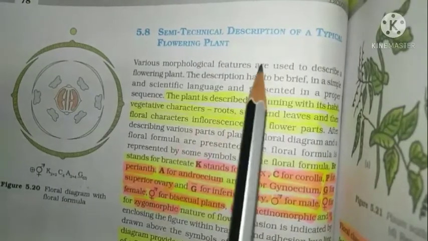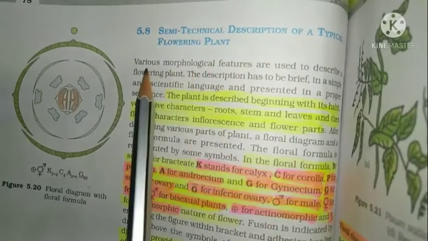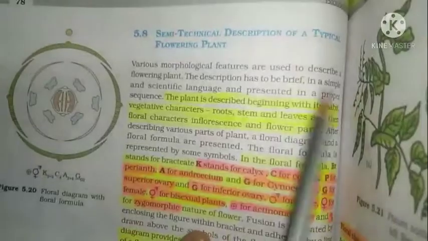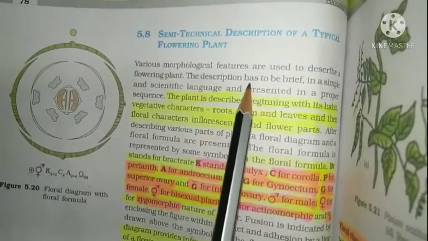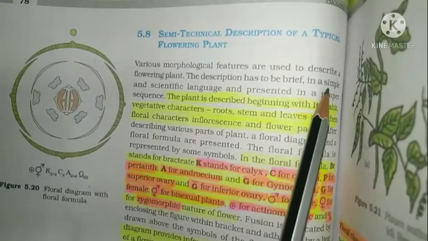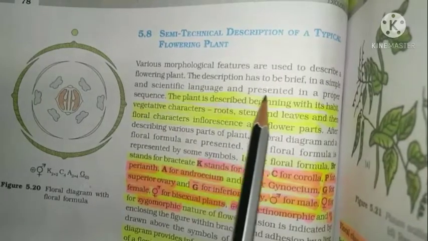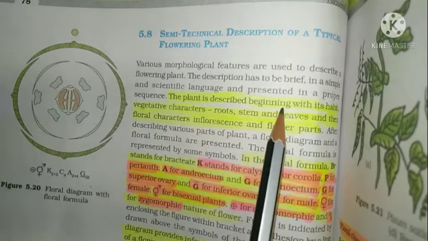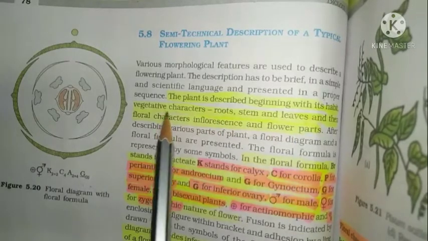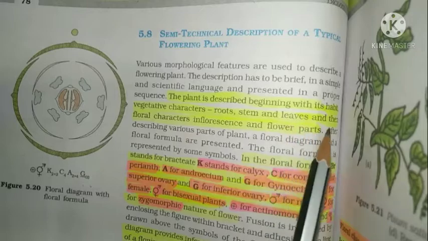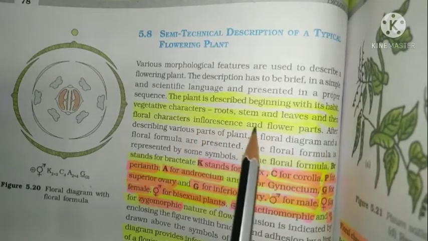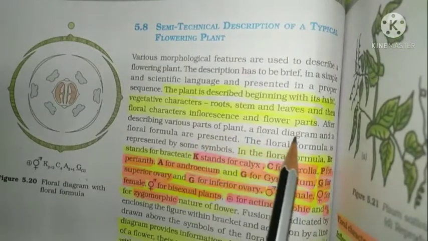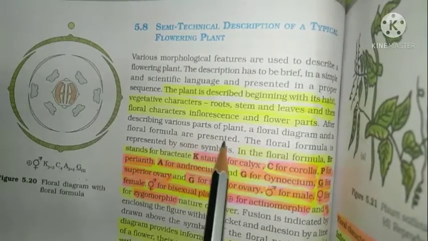Next, the semi-technical description of a typical flowering plant. Various morphological features are used to describe a flowering plant. The description has to be brief, in simple and scientific language, and presented in a proper sequence. The plant is described beginning with the habit, vegetative characters, root, stem and leaves, and then the floral characteristics, inflorescence and flower parts. After describing the various parts of a plant, the floral diagram and the floral formula are presented.